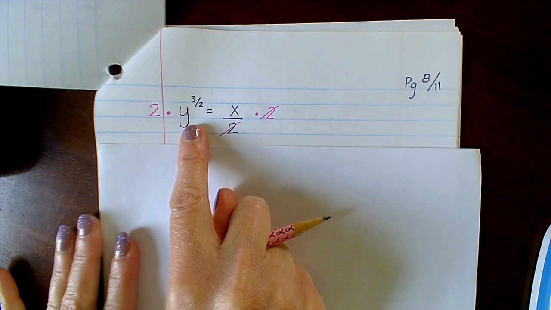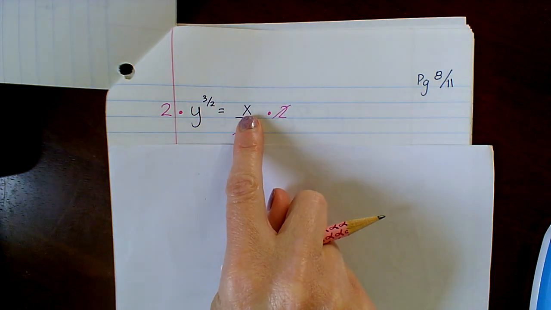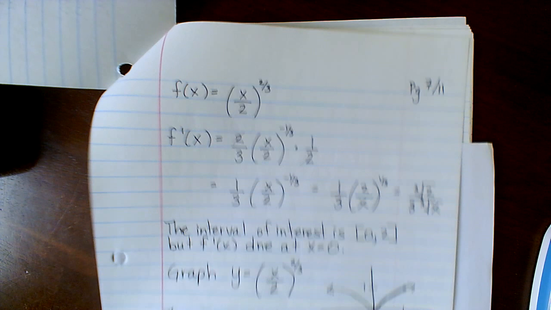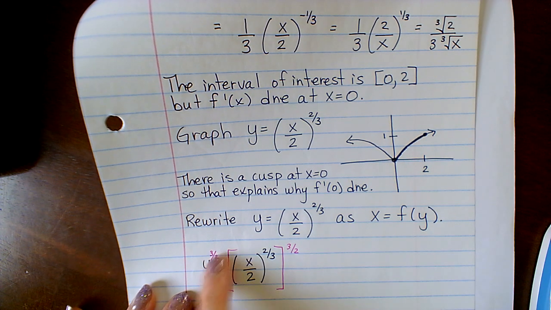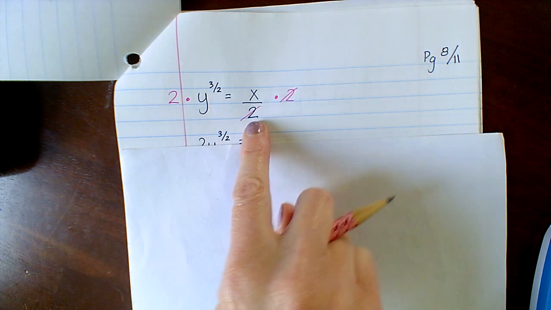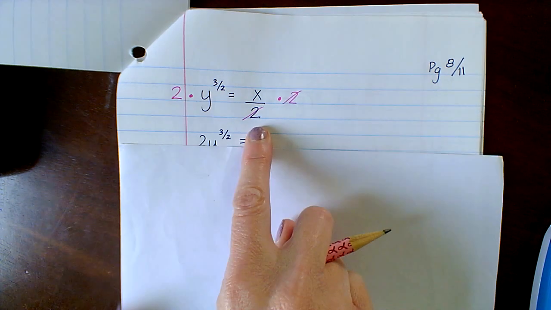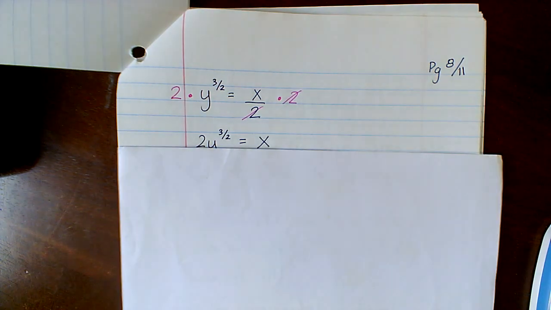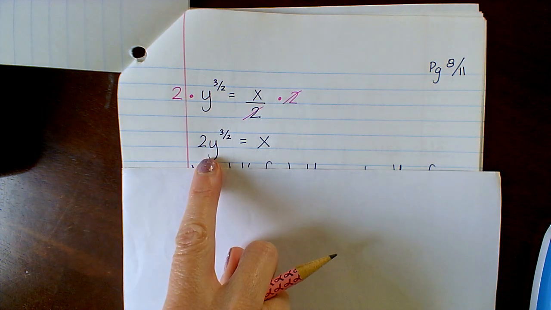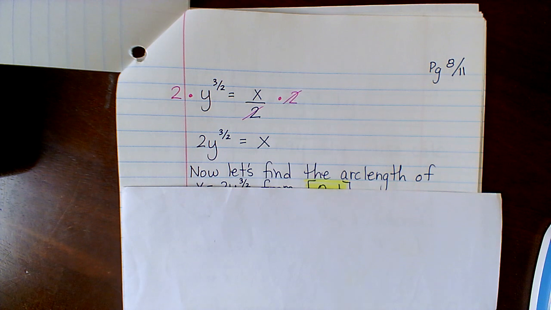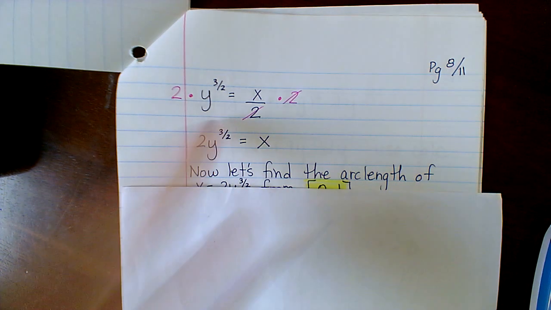So that will give me y to the 3/2 on one side, and we get this x over 2 on the other side. Now to get rid of this 2, I'm going to multiply both sides by 2. So that gives me 2y to the 3/2 equals x. Now, there it is: x is a function of y.